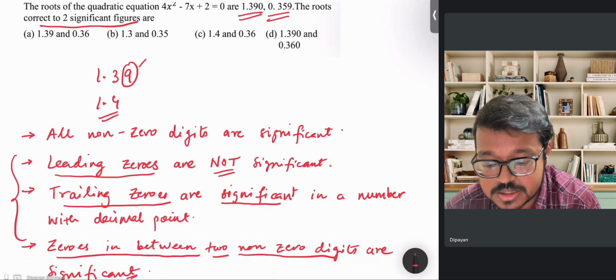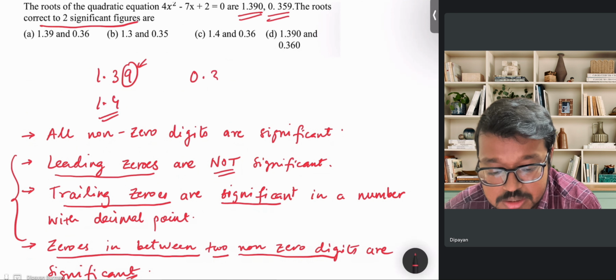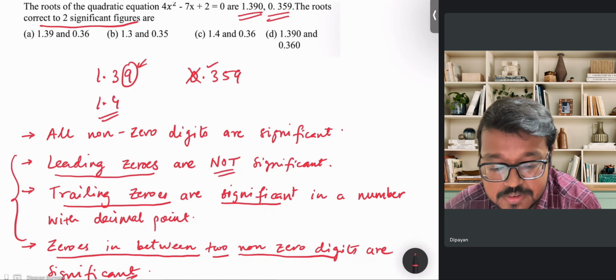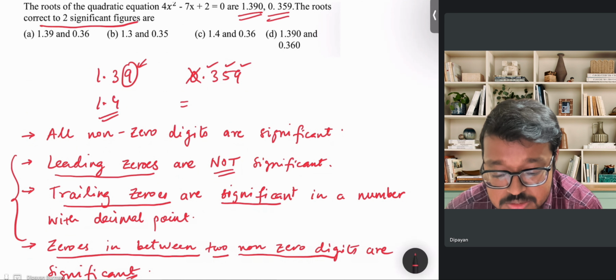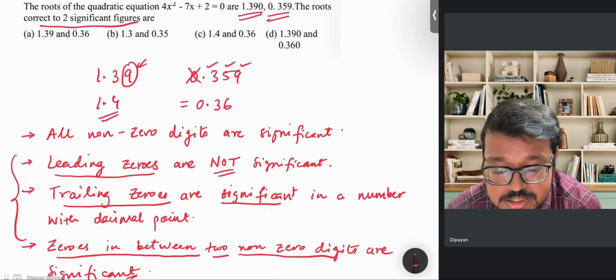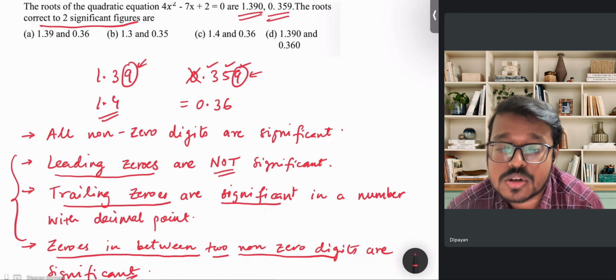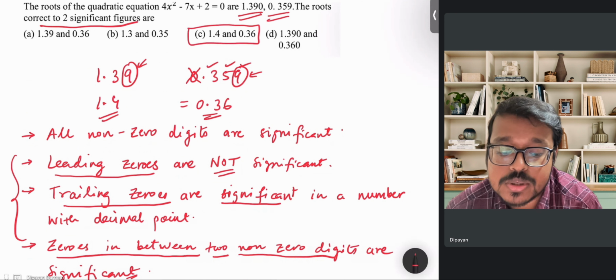The third digit is 9, which is more than 5. And the other number is 0.359. 0 is not significant. So 3, 5 and 9 are three significant figures here. And if I round off correct to two significant figures, it will be 0.36, because the third significant figure again is more than 5. So automatically it rounds off to 0.36. So the answer is option C.